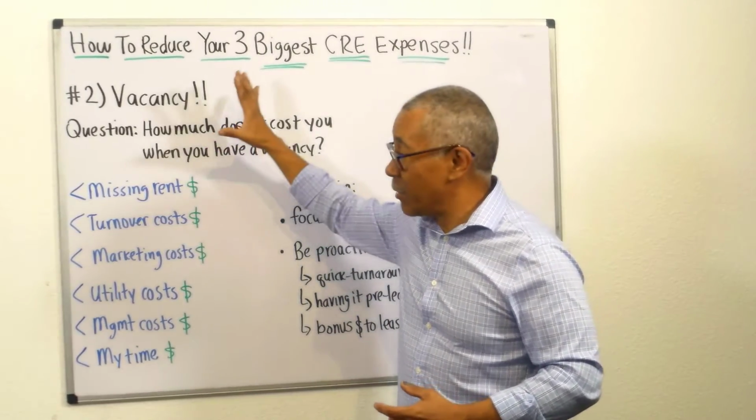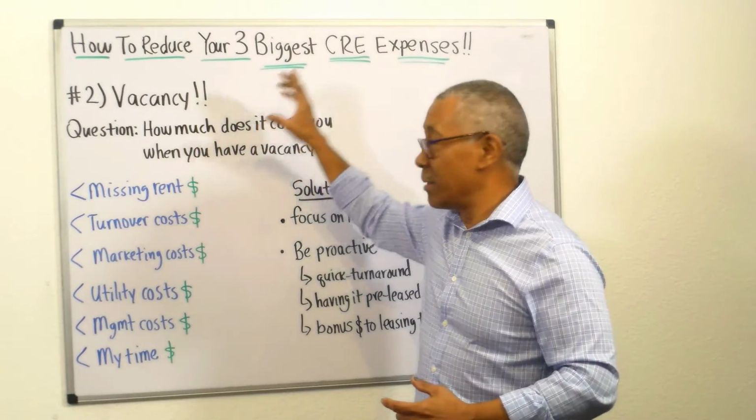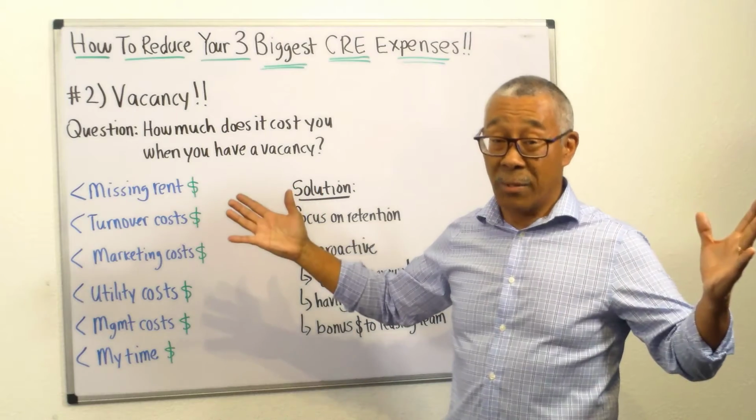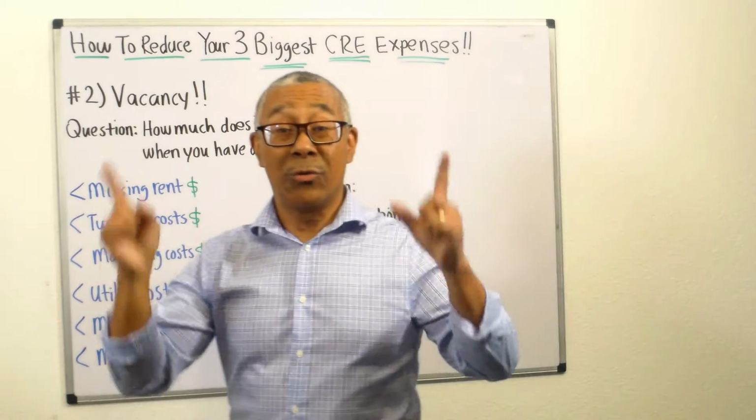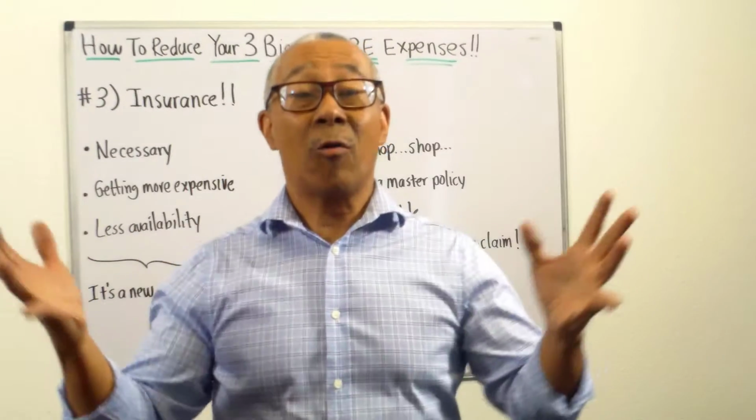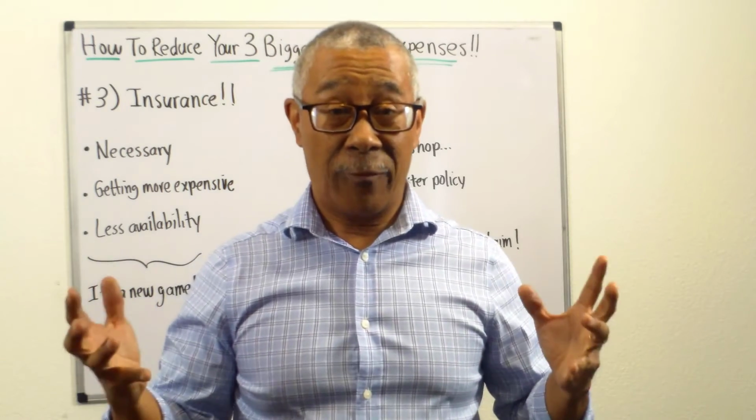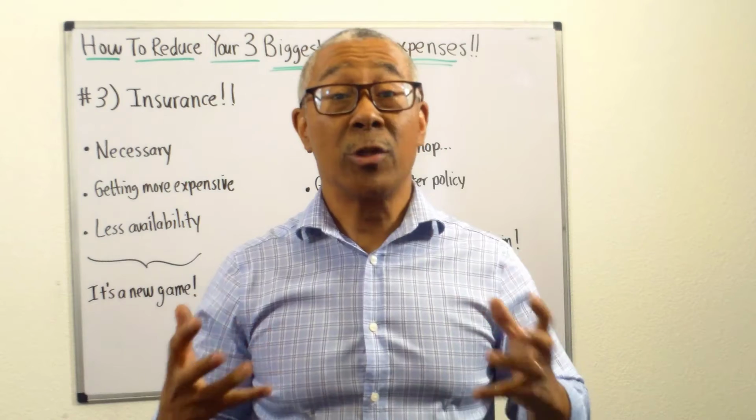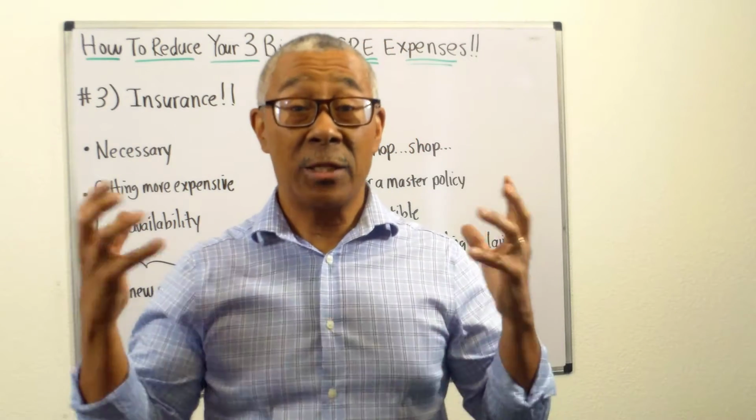Got it? All right, so this is really, really important, never talked about, but it is a huge expense that most people don't see. All right, let's go to number 3. Here is the third and final biggest commercial property expense and how to reduce them, okay? The third one is insurance.